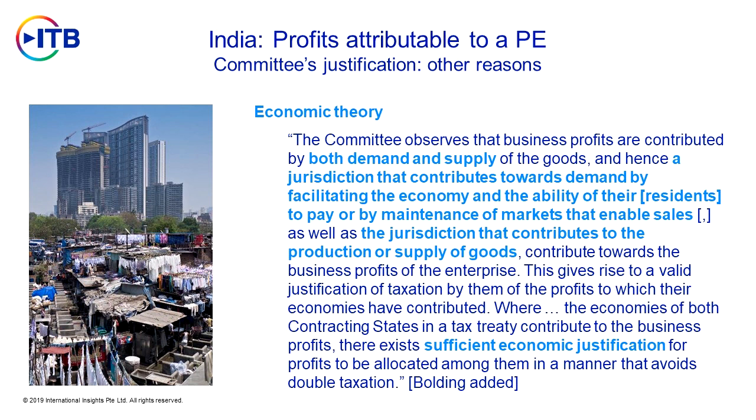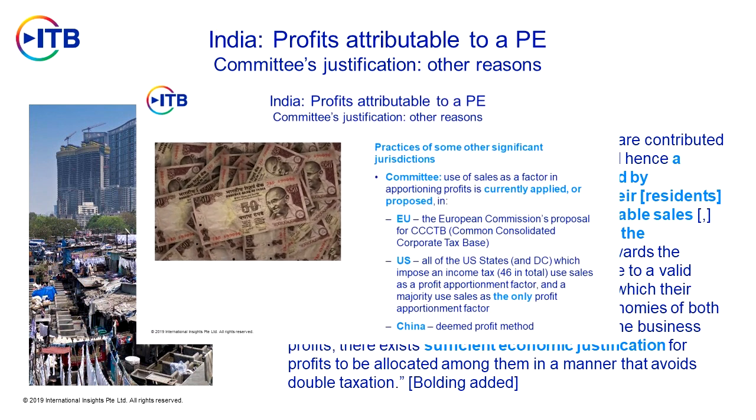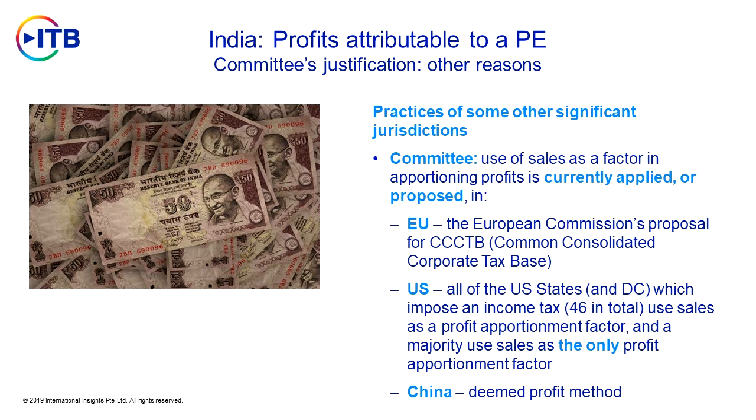Where the economies of both contracting states in a tax treaty contribute to the business profits, there exists sufficient economic justification for profits to be allocated among them in a manner that avoids double taxation. The committee states that the use of sales as a factor in apportioning profits is currently applied or proposed in these significant jurisdictions.